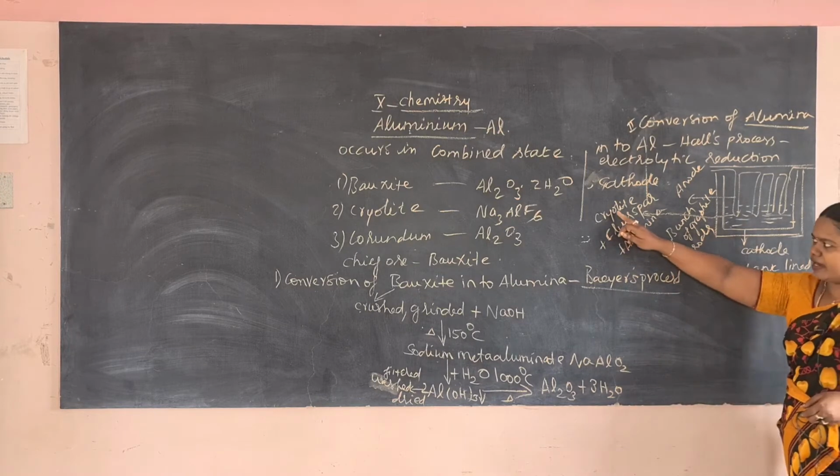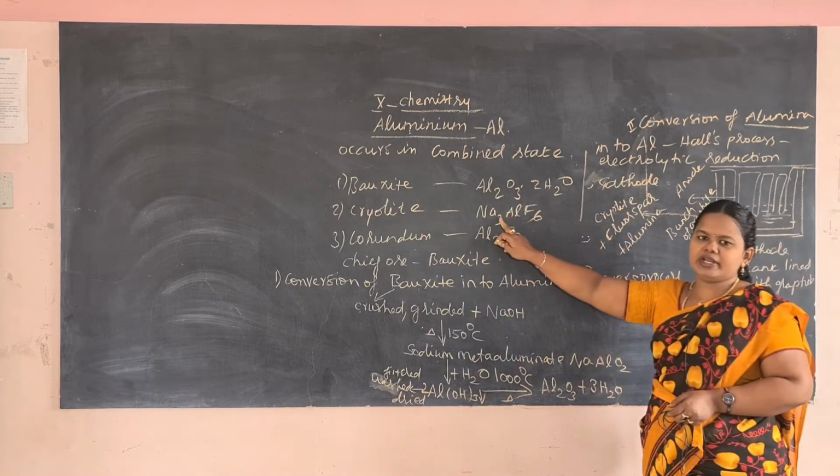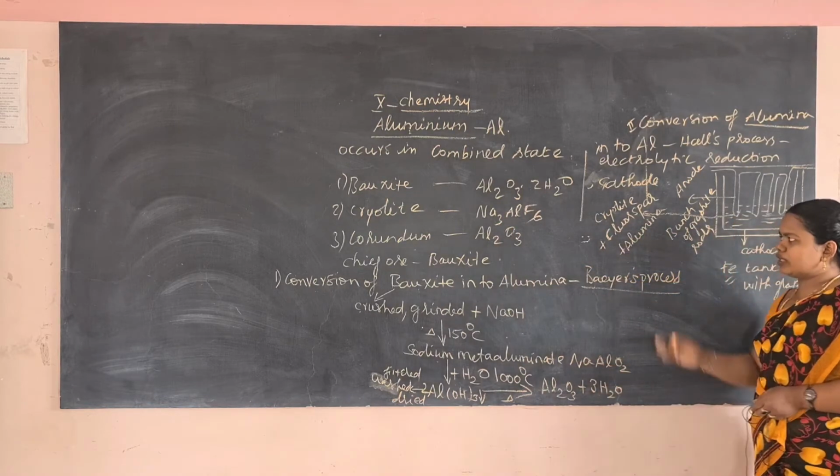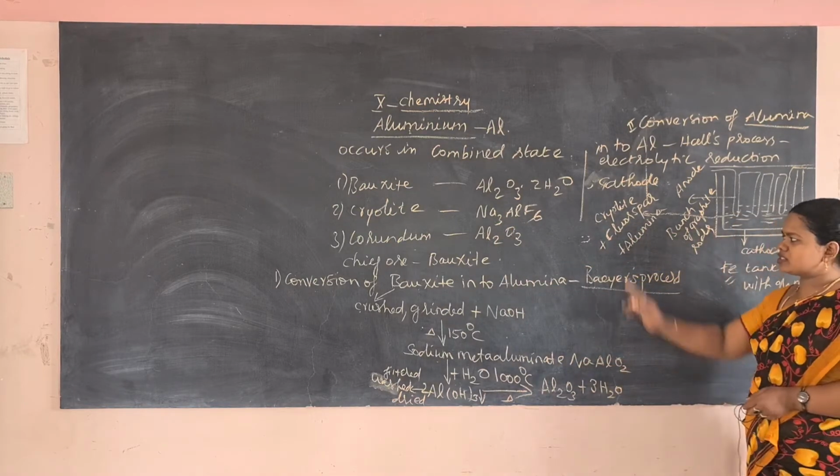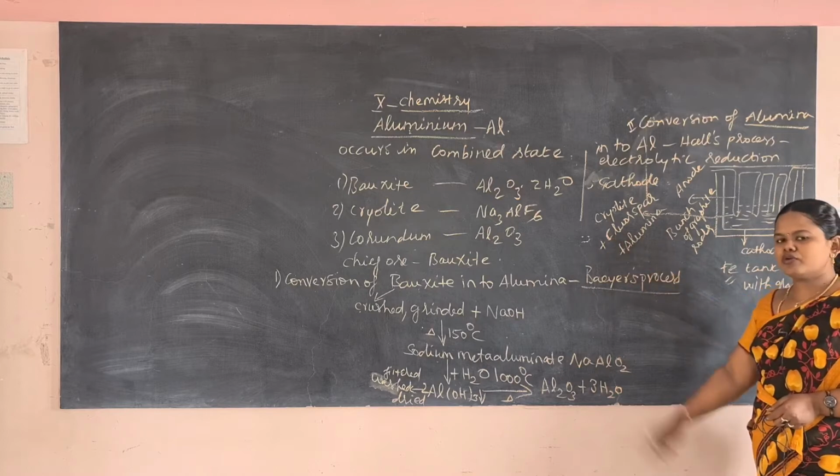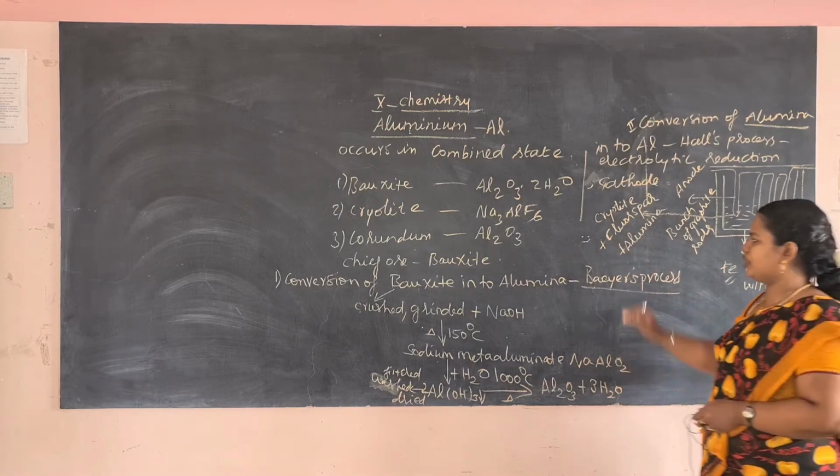To that we are adding cryolite. Cryolite is nothing but Na3AlF6. To that I am adding fluorospar. What is the use of this fluorospar? This fluorospar lowers the fusion temperature of the electrolyte.